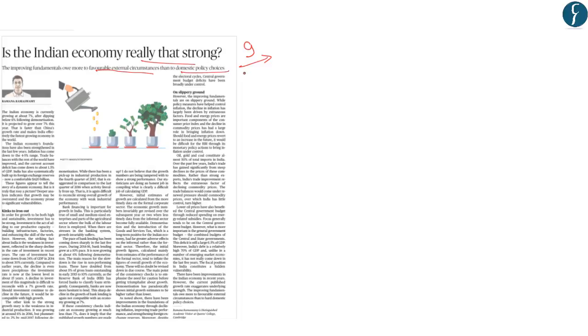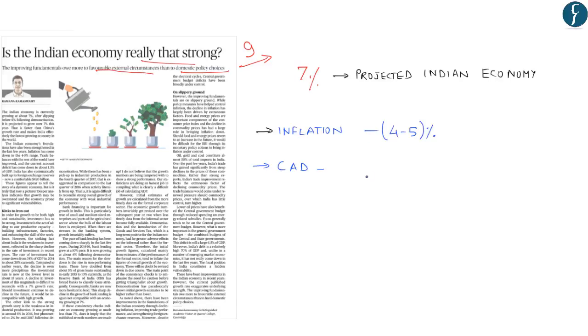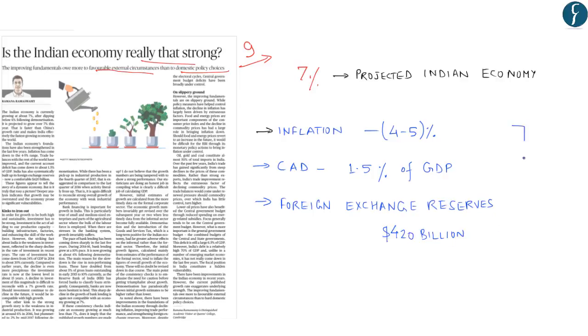In this news, the author suggests that the Indian economy is projected to grow at around 7% this year, and the economy's foundations have also strengthened in the last few years. For example, inflation has come down to the range of 4 to 5%. Current account deficit has also come down to around 1.5% of GDP, and India has also systematically built up its foreign exchange reserves, which as of now is a comfortable $420 billion. So these are the positives which can be taken with respect to the projected Indian growth of economy at around 7%.